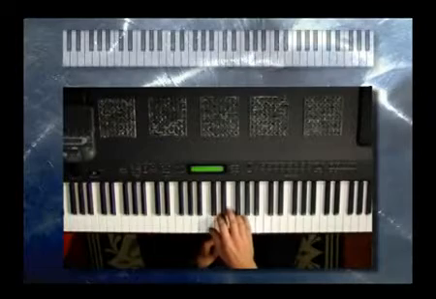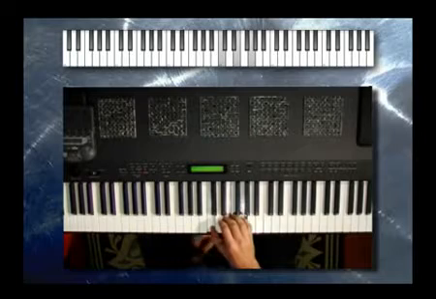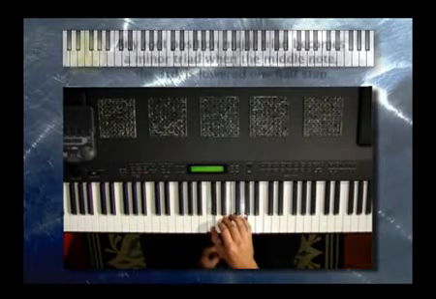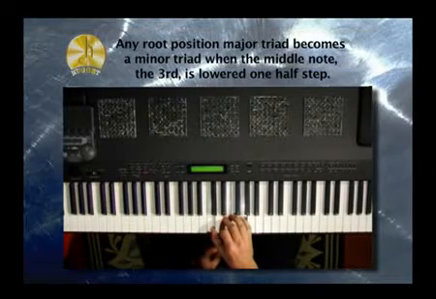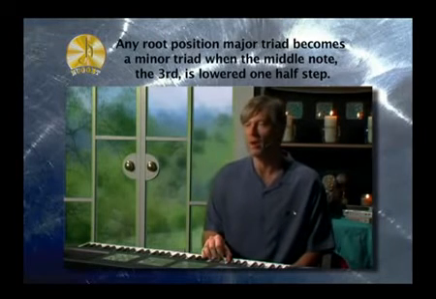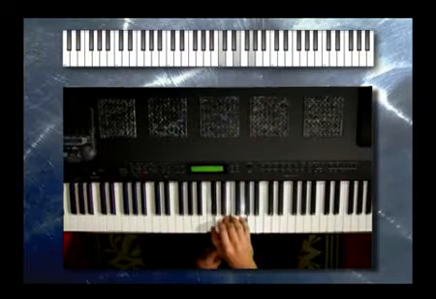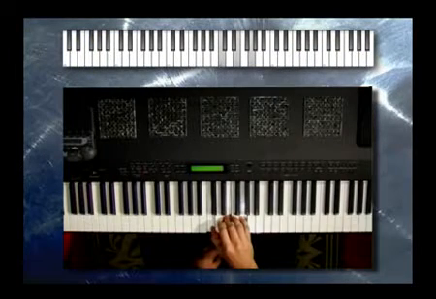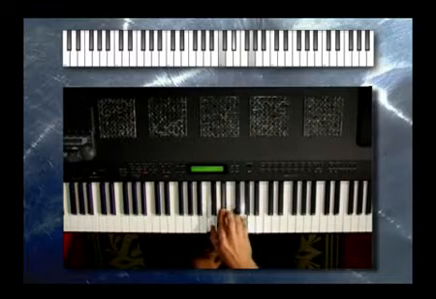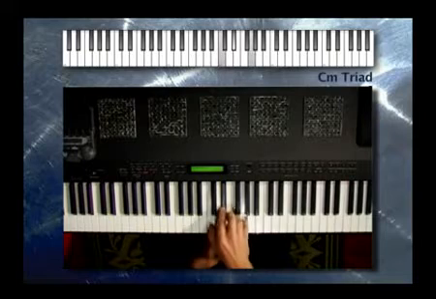We'll start with a C major triad with its bottom note on middle C. And remember, our nugget from this session was this: any root position major triad becomes a minor one when the middle note, which is the third, is lowered by half a step. So in this case, the middle note is E, and we'll take that E down a half a step to the black note just below it, which we haven't named yet, but we will later. And then we'll have a C minor triad.